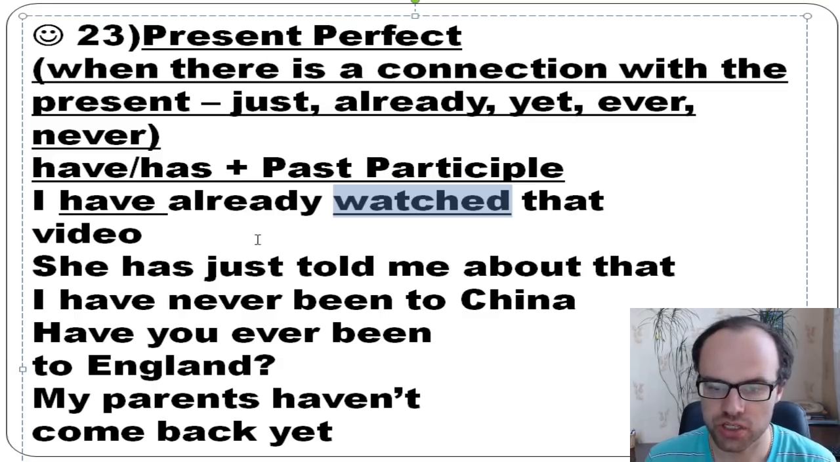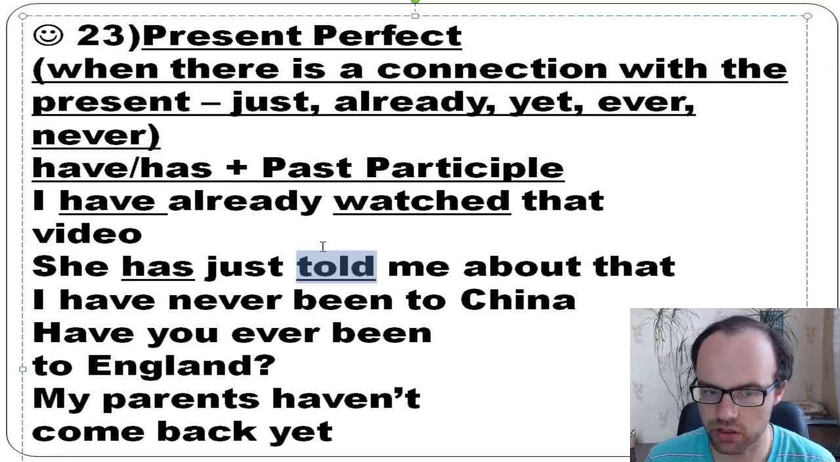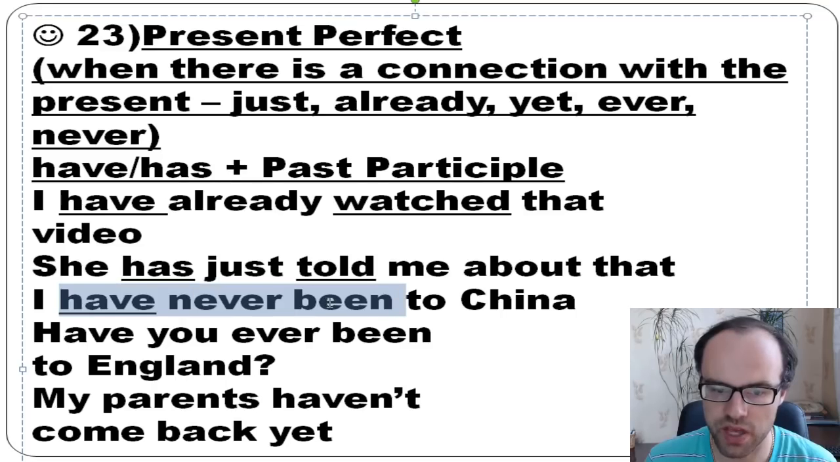Next, she has just told me about that. Has plus past participle: has told. And we put just in the middle. She has just told me about that. I have never been to China. Have never been, we put never in the middle. I have never been to China.